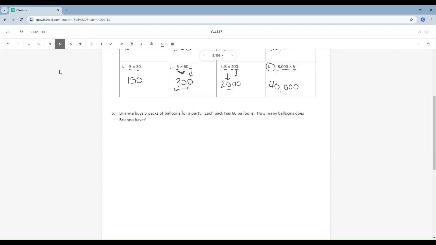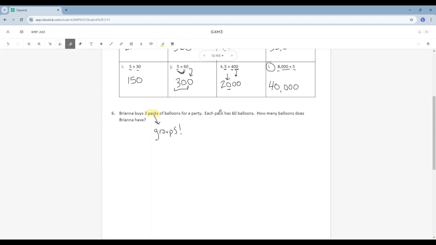Number 6 says, Brianna buys 3 packs of balloons for a party. Each pack has 60 balloons. How many balloons does Brianna have? Very typical style multiplication problem. And what we need students to understand is that this word packs here is really like a code word for groups. A pack of something is a group of something. So she has 3 packs or 3 groups of balloons for a party.